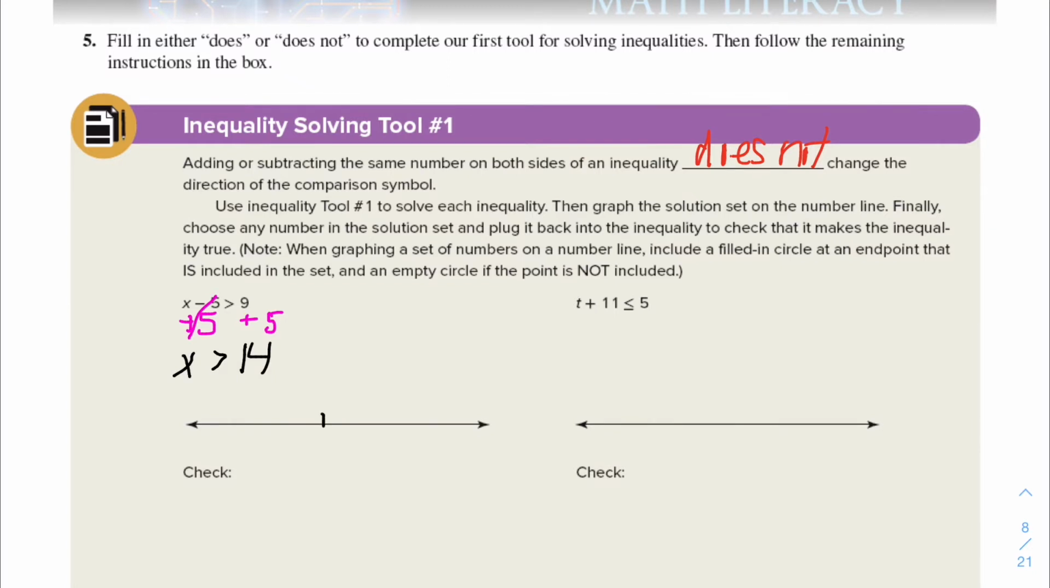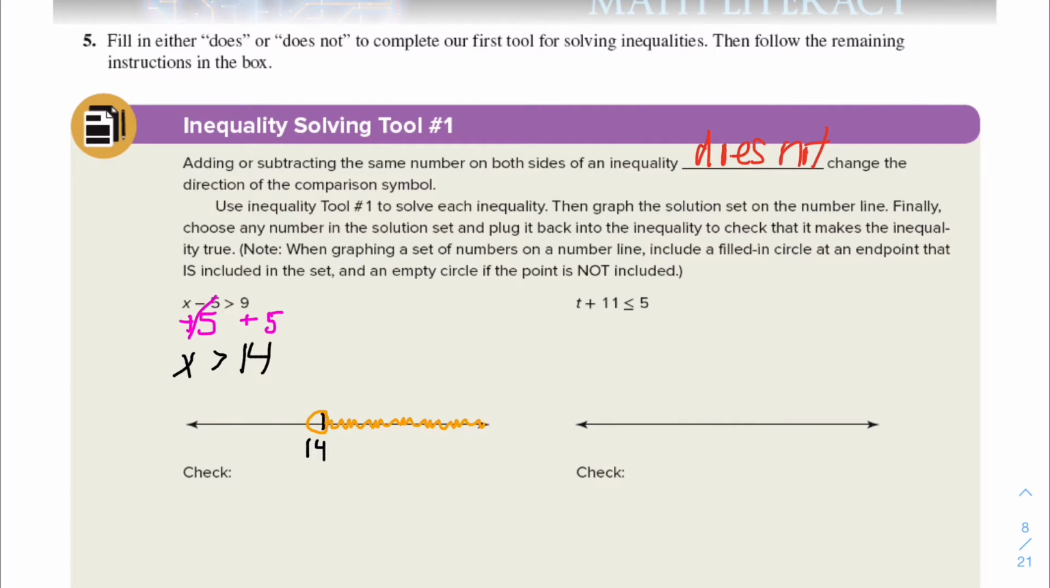So 14 is our important point. We have that strict inequality. So I cannot actually equal that point, so we're going to have an open circle. But then every value after this is going to be good. We want values of x that are more than 14.